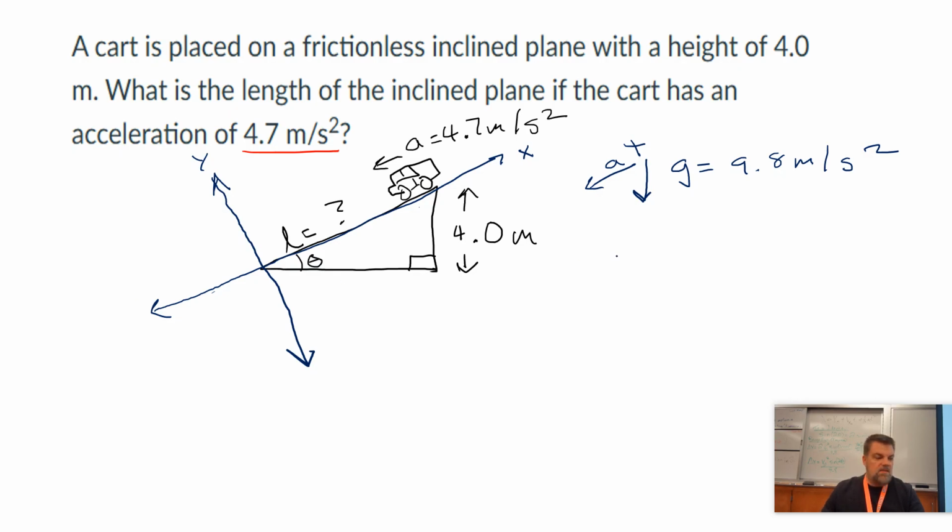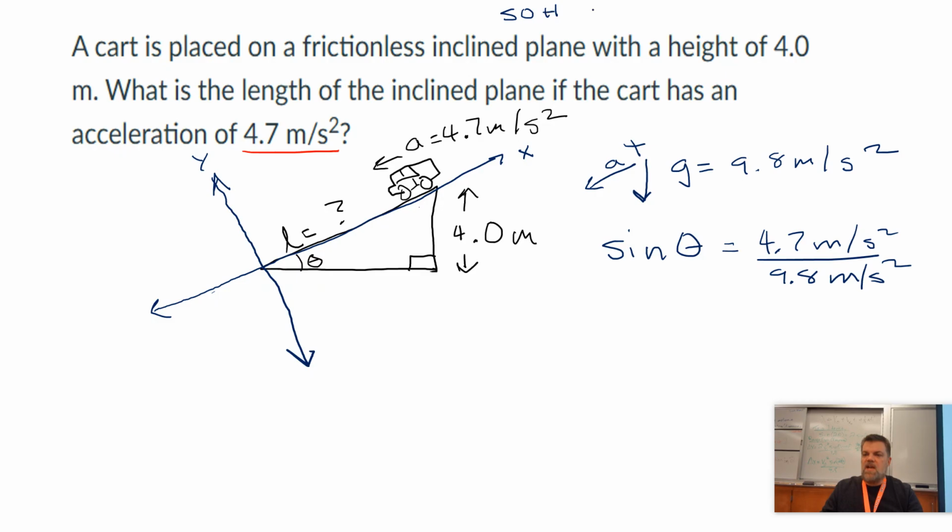So now that I know that sine of theta, because I don't quite know what theta is, but I can find it, sine of theta is equal to 4.7 meters per second squared over the 9.8. And this is the hard part about this, is your triangle. Remember SOHCAHTOA: sine is the opposite over the hypotenuse, cosine is adjacent over hypotenuse, and tangent is the opposite over the adjacent.